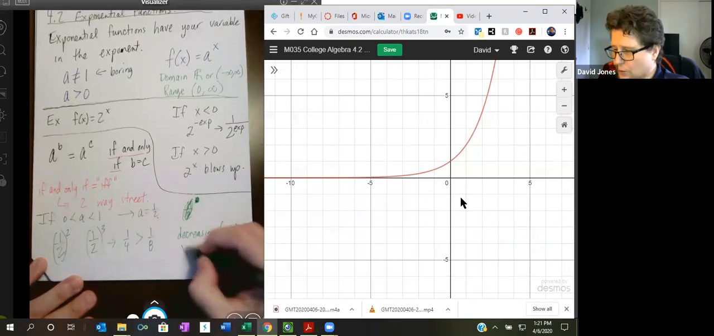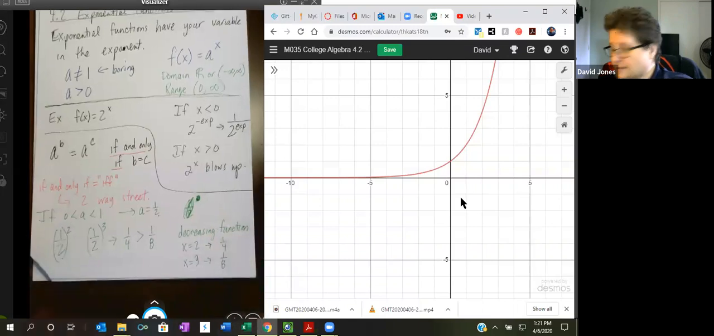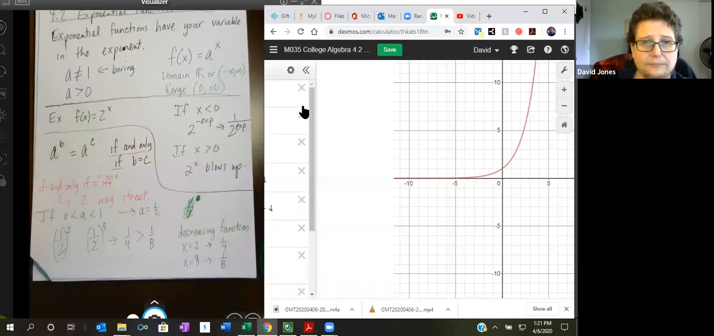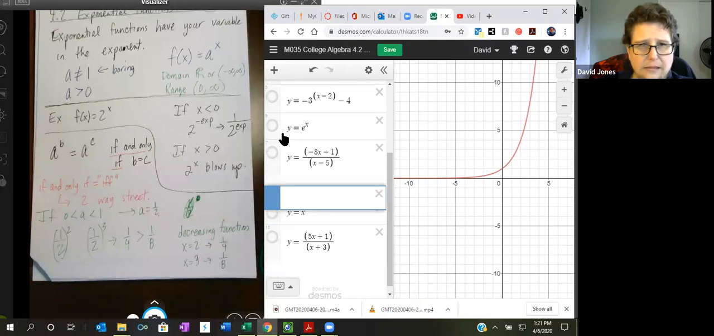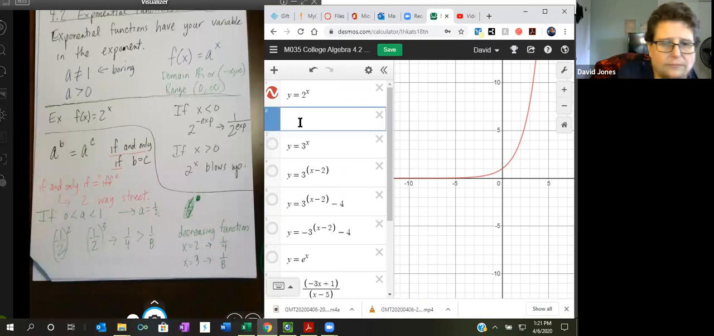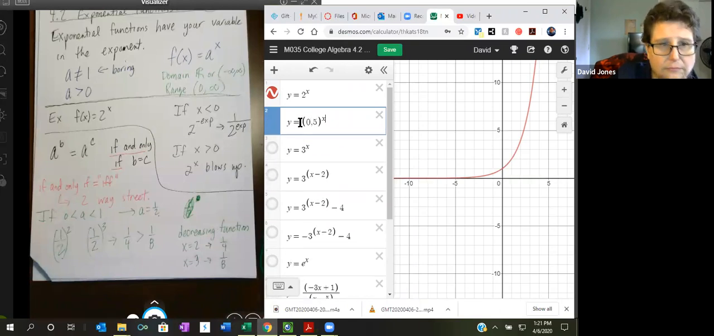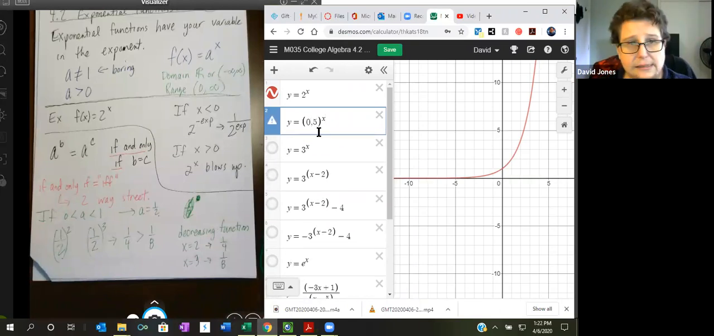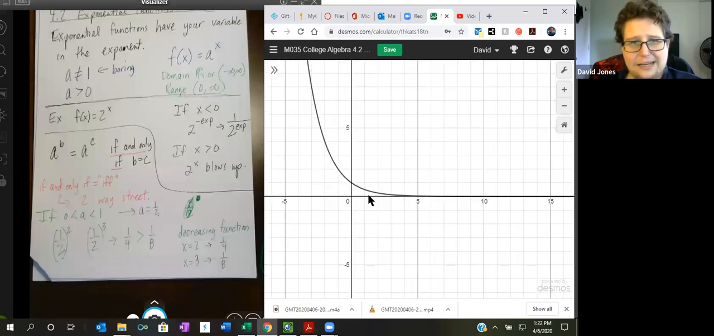Because x equals 2 gave us 1/4. X equals 3 gave us 1/8. We can take a look at that. Not supposed to have a comma there. And look at that. It's now a decreasing function.